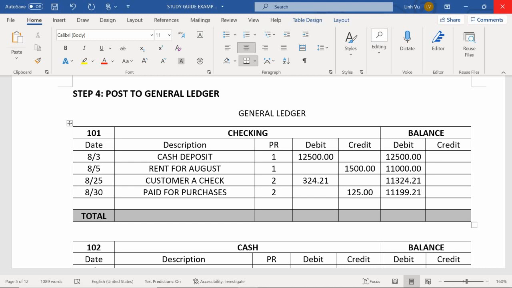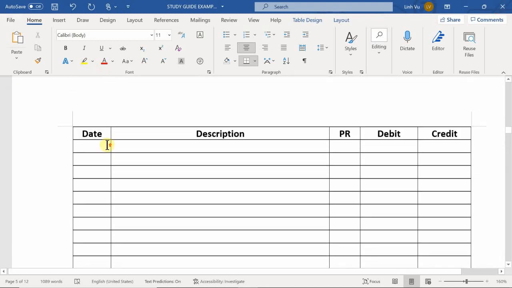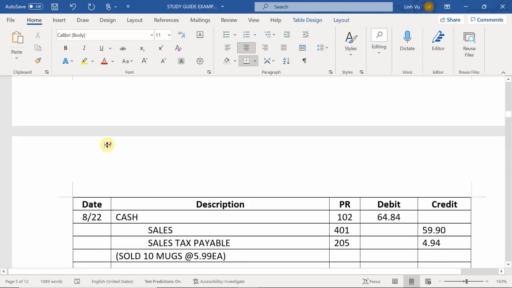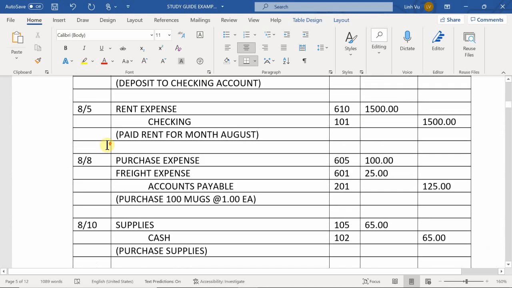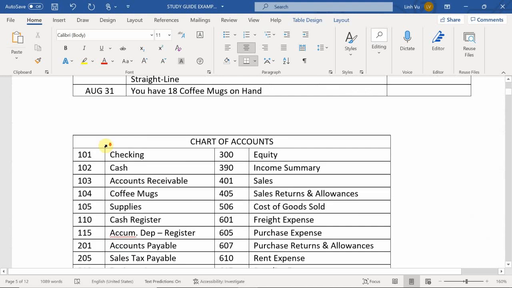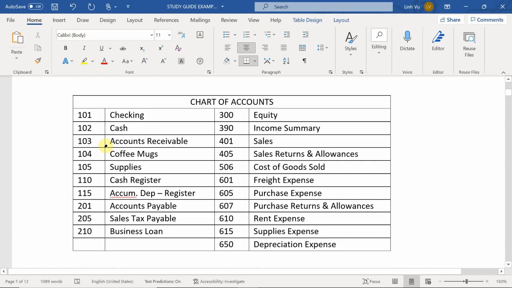Now we have the 31st. You have $50 worth of supply left. Now in this case, can I journalize that now? The supply, yeah, you have the difference left. You used up $15.